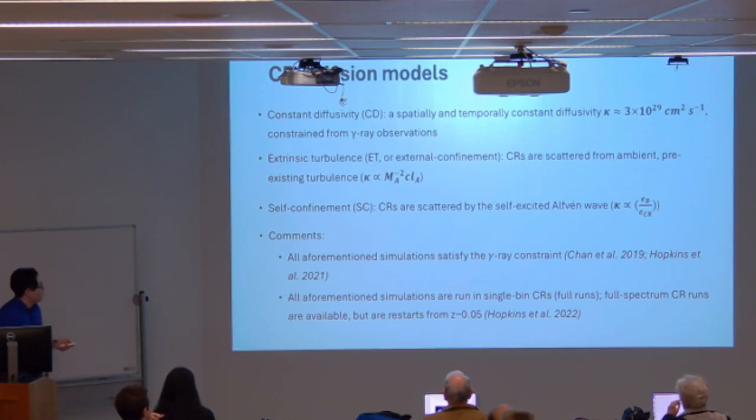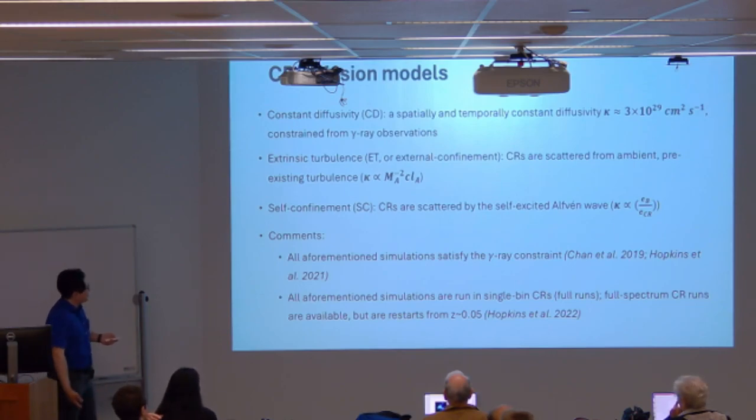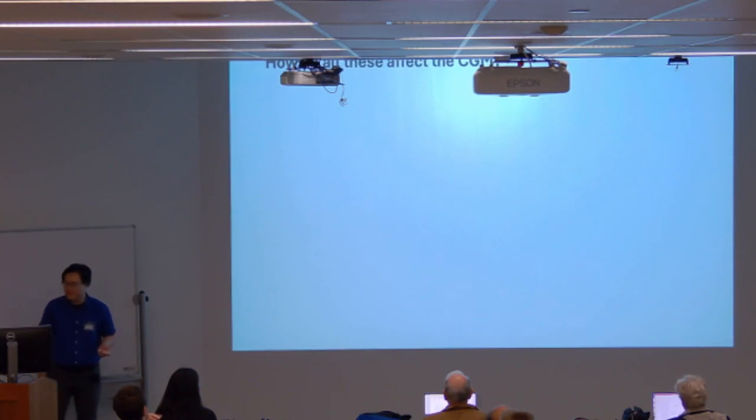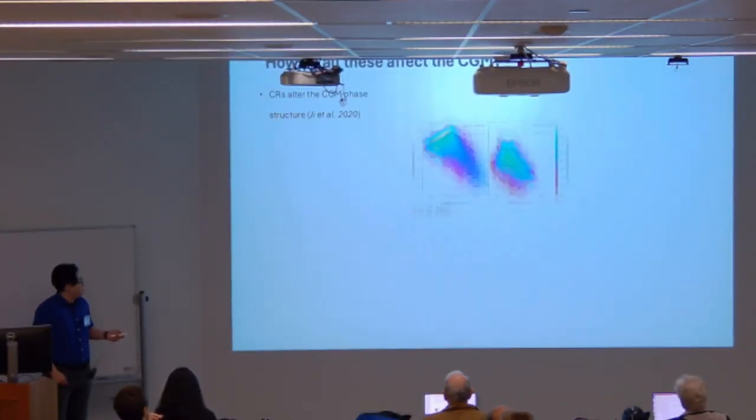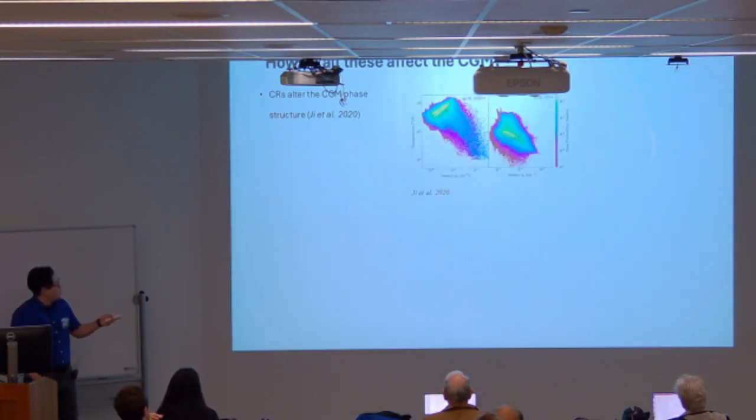All right, so much for cosmic rays. This is a CGM thing. So how do all these affect the CGM? In fact, they do, and they do that in many significant ways. For example, they can alter the phase structure of the CGM. They make the CGM gas cool down much more efficiently.